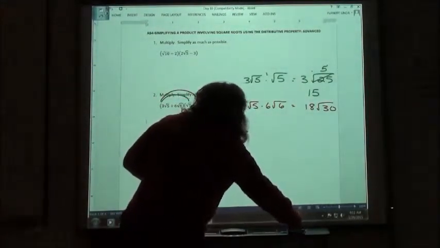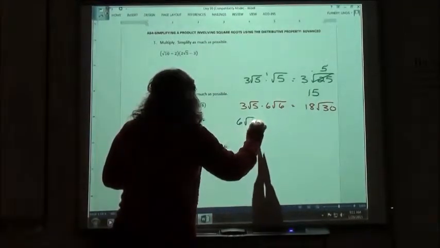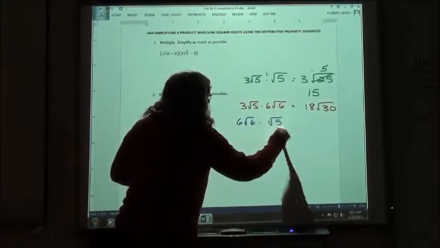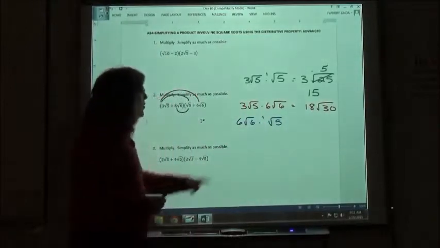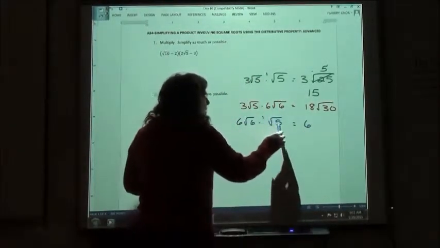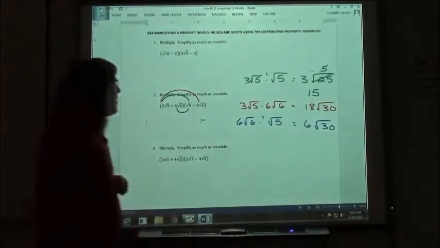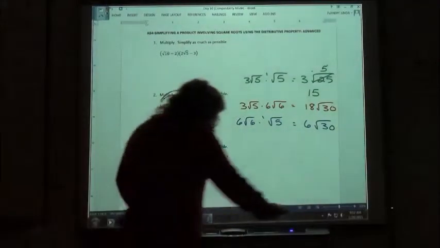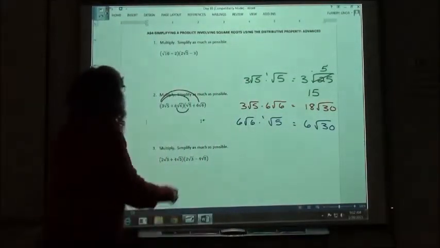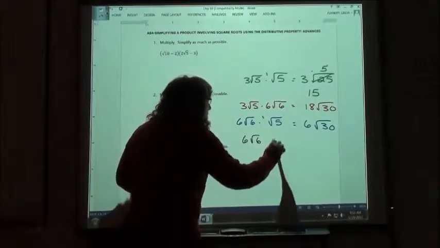Then I'm going to do my inside pair. My inside pair says I'm going to take 6 square root of 6 times the square root of 5. Again, if you wanted to put the 1 there, you could. 6 times 1 is 6. Square root of 6 times square root of 5 is square root of 30. And we found out before we couldn't simplify the square root of 30, so that's our answer there. The last terms, 6 square root of 6 times another 6.